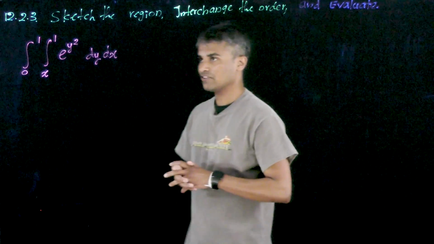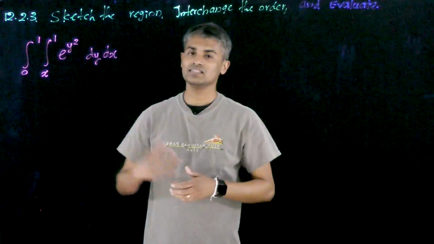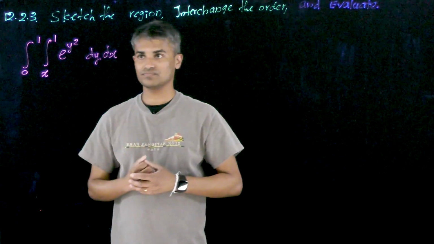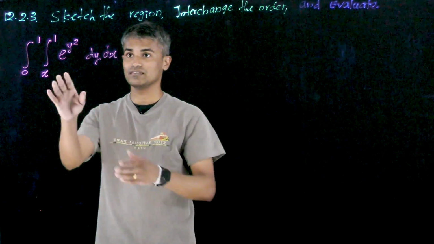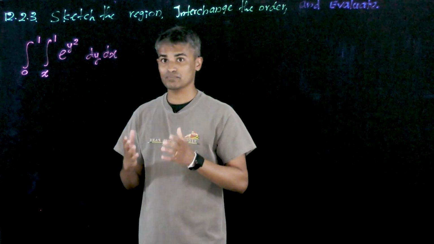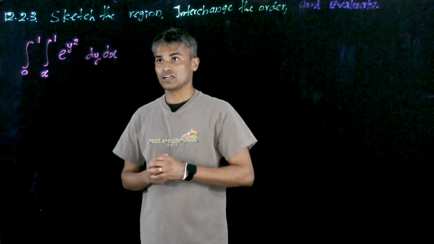Now, even though this function, e to the y squared, is simple, we actually do not have an elementary integral for this one. So basically we cannot integrate this function as it is with respect to the y variable. So, in this example we must interchange the order of integration.